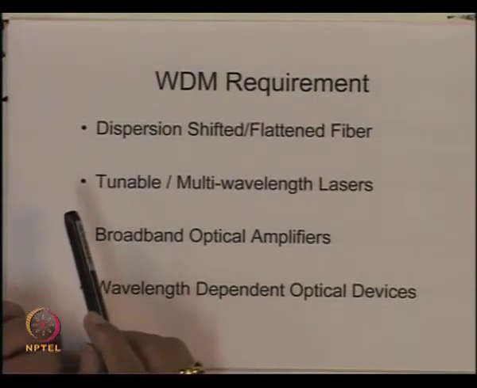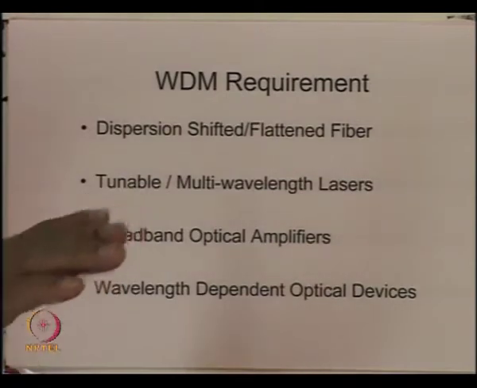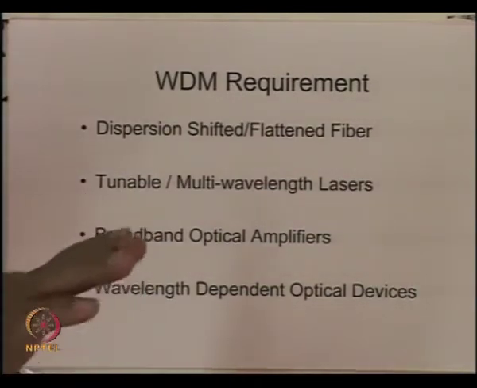Firstly, since we are now going to put a large number of wavelengths in a window, the total wavelength division multiplex signal will occupy a substantial bandwidth. If you are going to use a window which is 1550 nanometer, then we would require a fiber which has low dispersion in that window. If you have a large number of wavelengths, then not only zero dispersion in that, but dispersion should be reasonably low over the entire wavelength range which is used for the WDM system.